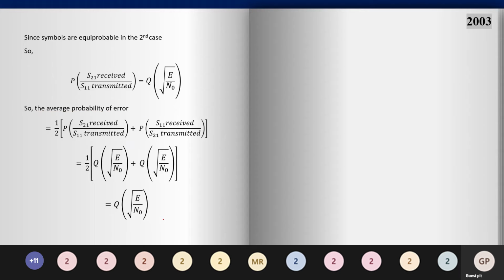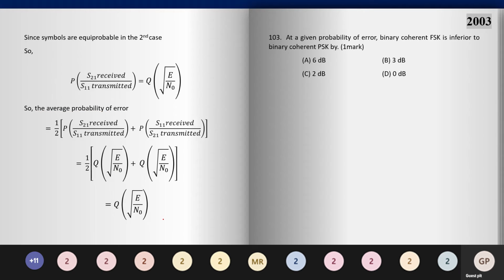Now we'll see the next problem that was asked in 2003. At a given probability of error, binary coherent FSK. Coherent means, as I told you in the last class itself, whatever carrier we use at the transmitter side, the same carrier we have to use at the receiver side as well.